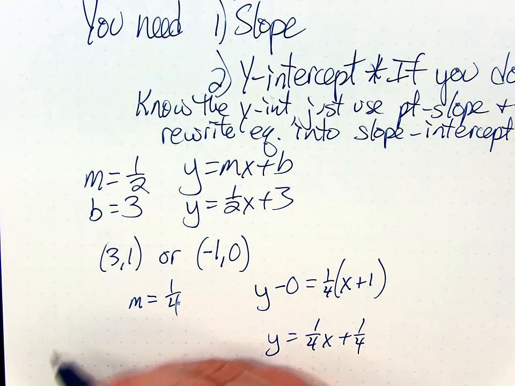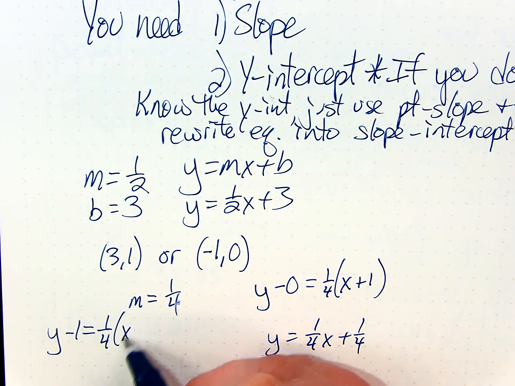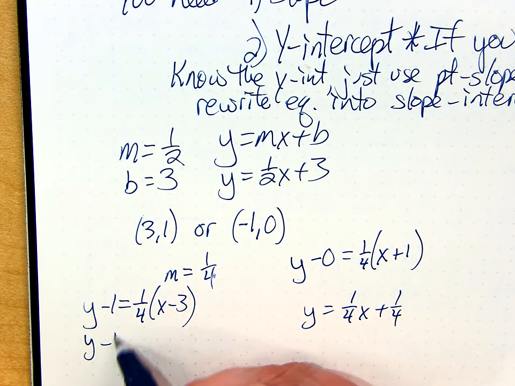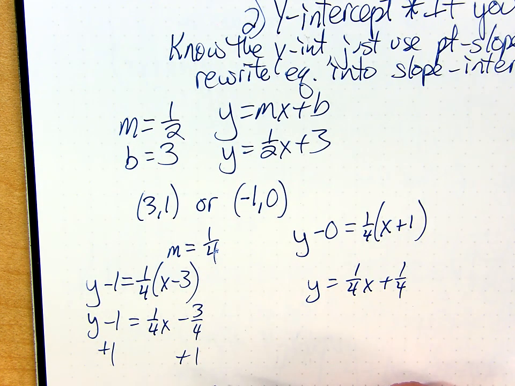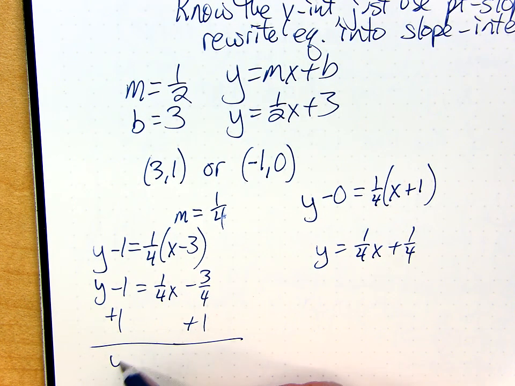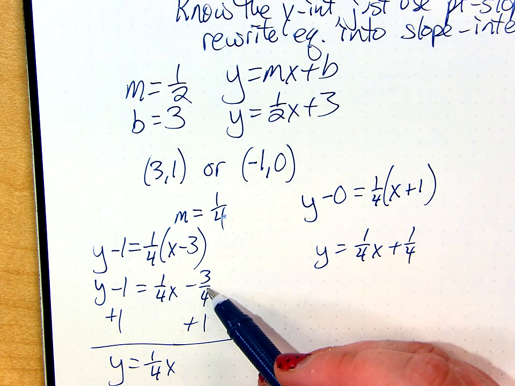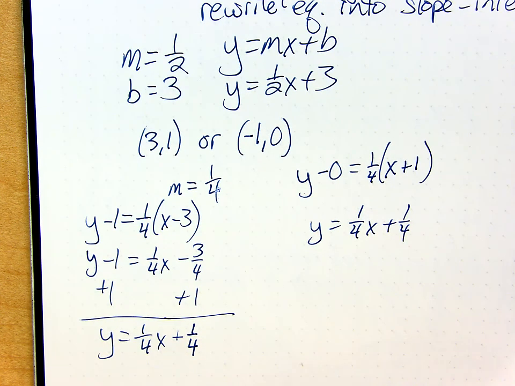If you had done the 3, 1 point, it would have been y minus 1 equals m, which is 1/4, times x minus 3. So you would distribute that 1/4 and then add the 1. See how this is more annoying? Because now I have to deal with the fractions. I got to move it over. But that's not actually so bad to do in your head, right? What's 1 minus 3/4? Wouldn't you be left with 1/4, right? Which matches the other one.